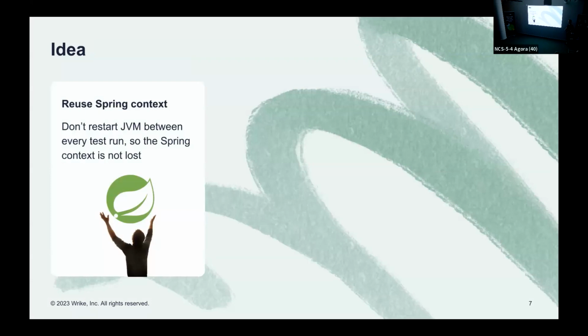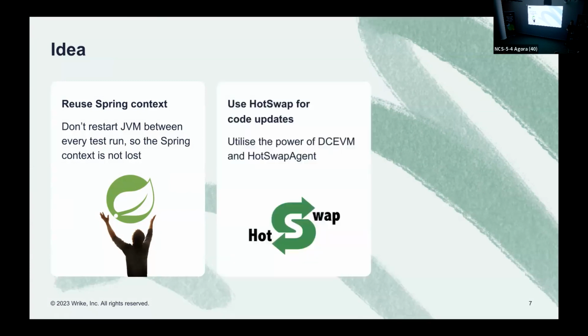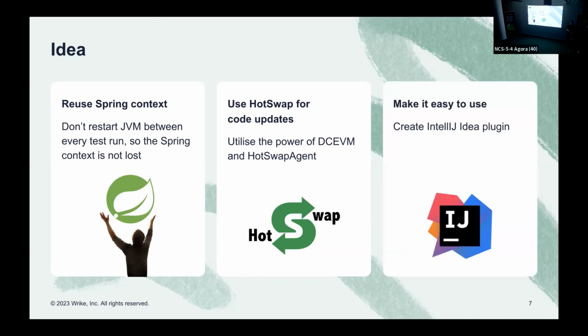And here's the idea. So first of all, we want to reuse the Spring context. And for this, we will keep the JVM alive between test runs. So we will not shut it down after tests are completed. And here the question arises, how will we actually update the code if our JVM is always up and running? And for this, we will use the JVM feature HotSwap, and we also will utilize the power of DCEVM and HotSwapAgent. And I'll show you why later. And finally, let's create a plugin for IntelliJ IDEA, which wraps all of these ideas, just to make it easy to use.